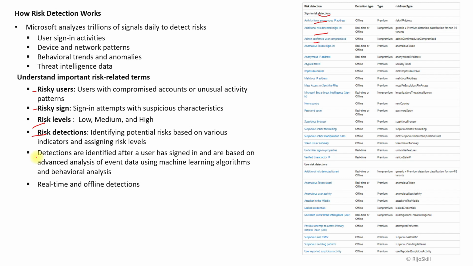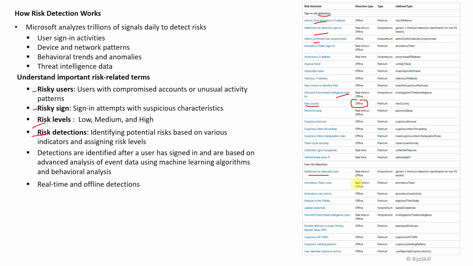Real-time or offline detection is available. Real-time means detection during sign-in. Offline means that after the user signs in, the machine learning concludes its analysis of the sign-in data, and that is offline detection. Here you can see an offline detection like a new country. This is the offline detection after the sign-in. A typical real-time example is Microsoft Entra Threat Intelligence.